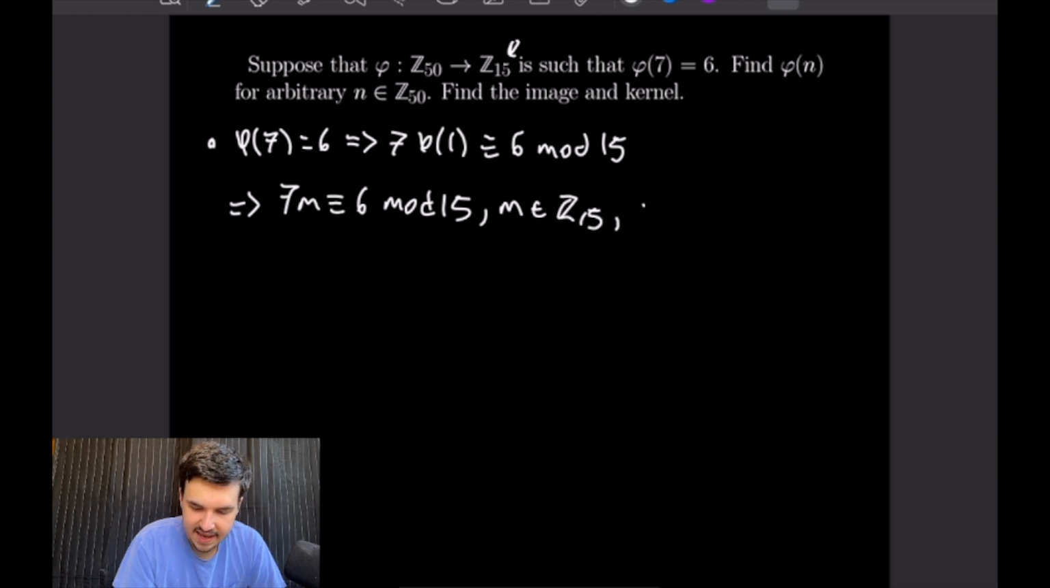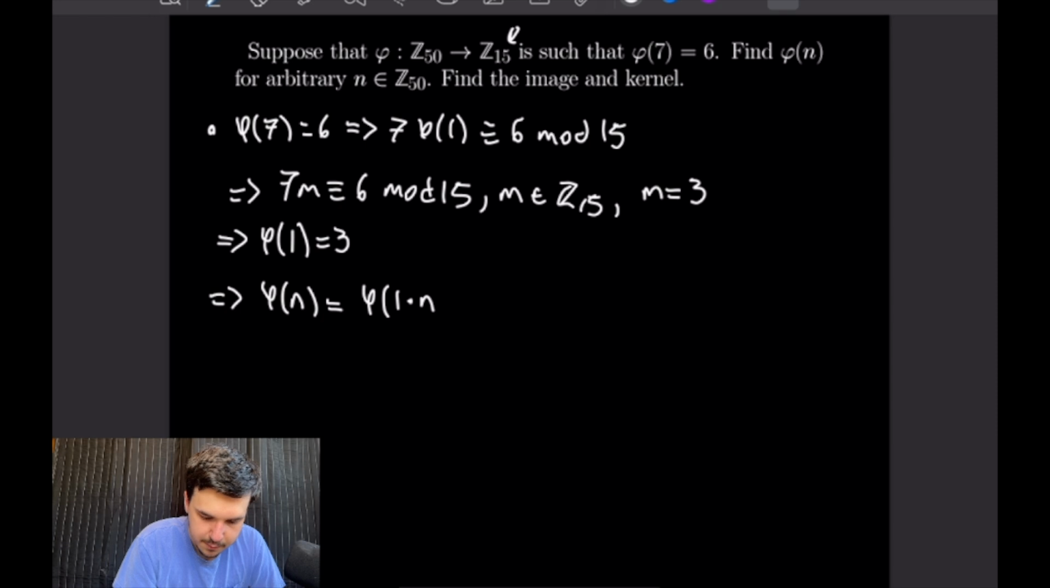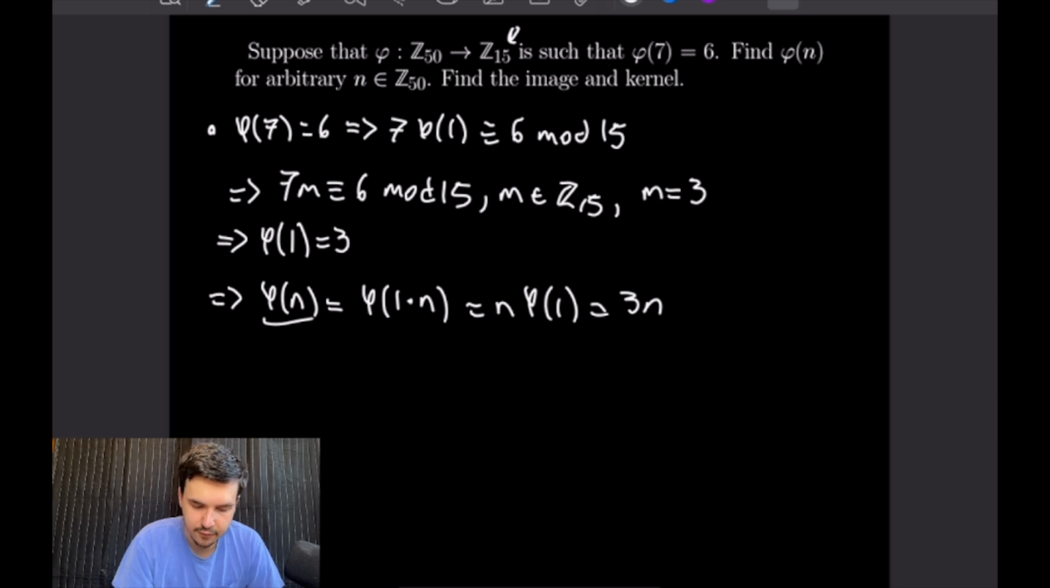And the solution to that is given by m is equal to 3, which then gives us all the pieces we need to find our phi of n for an arbitrary n in Z50. What this m being equal to 3 tells us is that phi of 1 is equal to 3. And what we want to find is phi of n for some arbitrary n in Z50. So let's consider phi of n. That will simply be equal to phi of 1 times n. But we can pull that n out front, and we simply get n times phi of 1, which we know to be 3, which is simply equal to 3n. So you can see that for any arbitrary n in Z50, phi of n will just be equal to 3 times n.